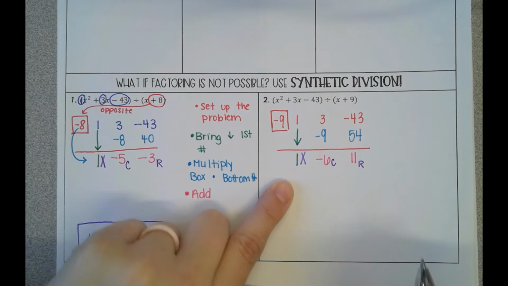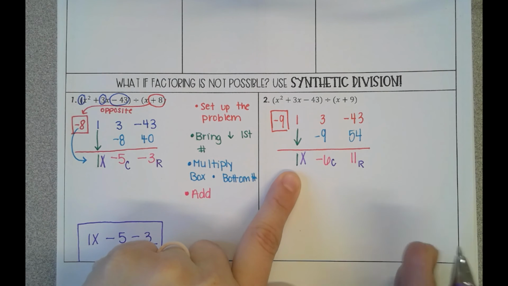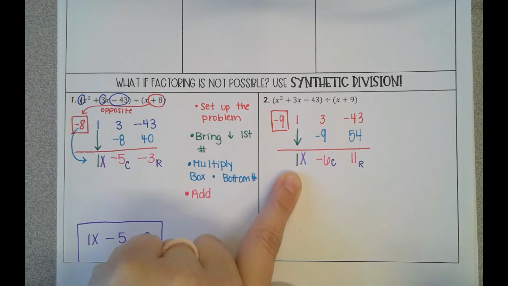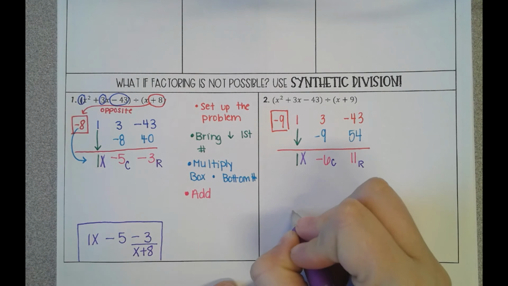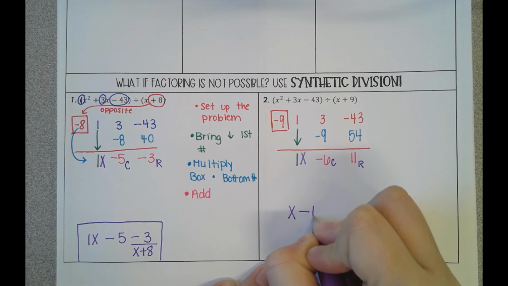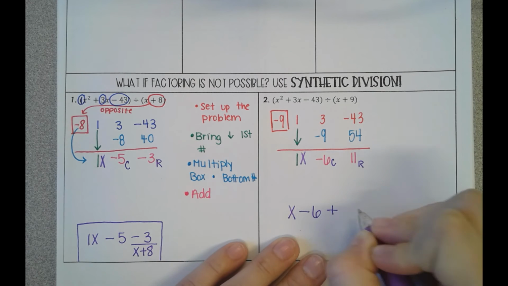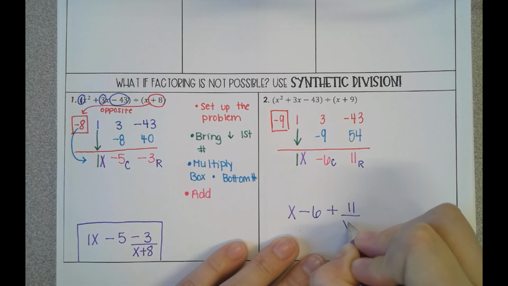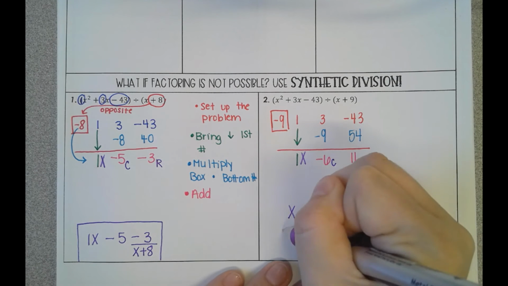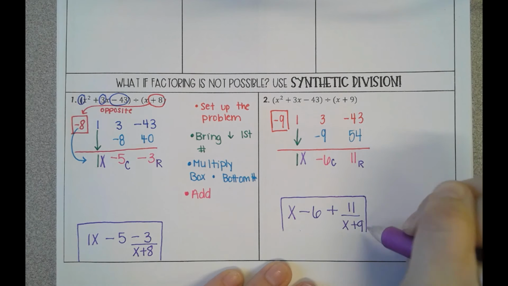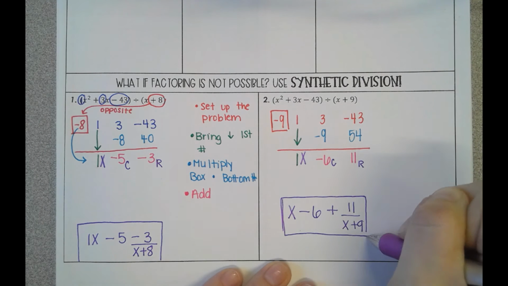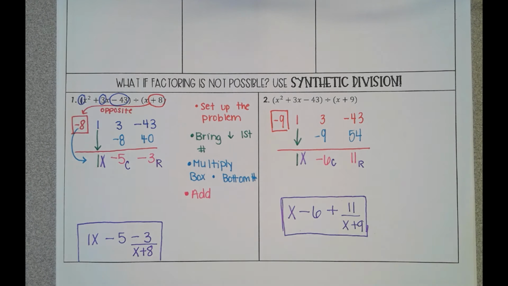So our answer, now, do I have to put the 1 if it's 1x? No. You can. You don't have to. x minus 6 plus 11 over x plus 9. Now you may not have a remainder. Sometimes your remainder would be 0. And in that case, you don't have a fraction. It would stop at the negative 6.